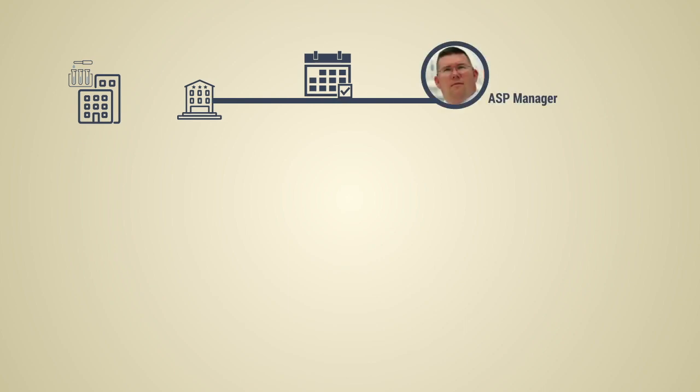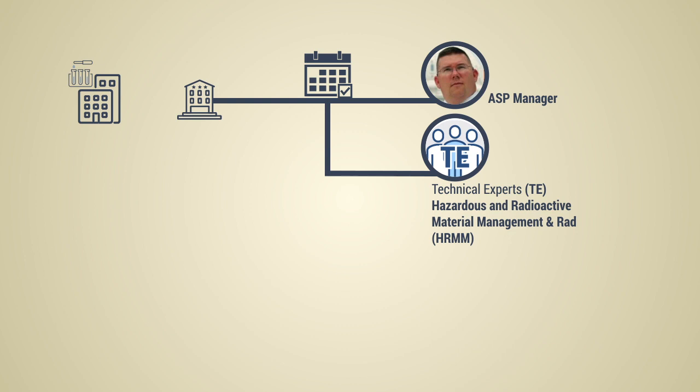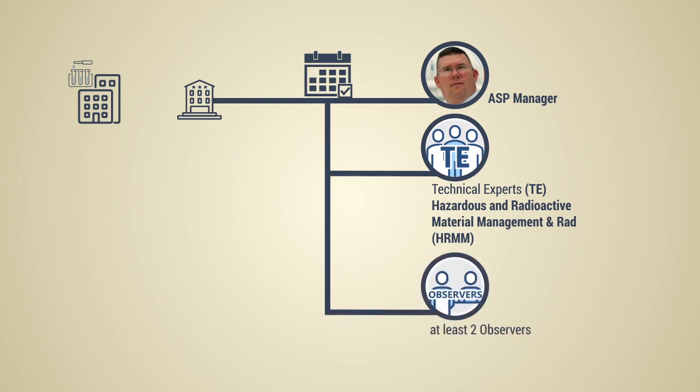The AB informs the ASP Manager of on-site assessment dates and reaches out to our current volunteer auditors, which are now called technical experts, or TEs, in the areas of hazardous and radioactive material management, or HRMM and RAD, and at least 2 observers to check on availability.